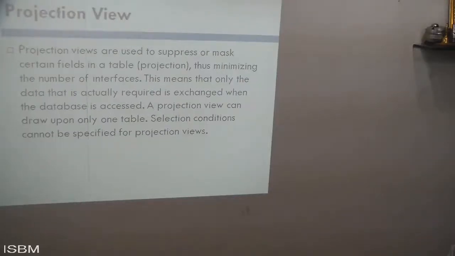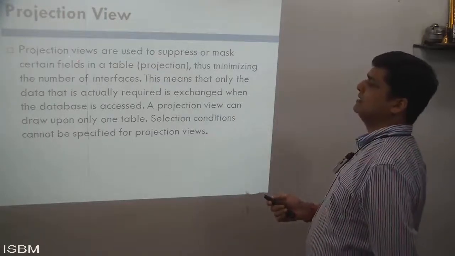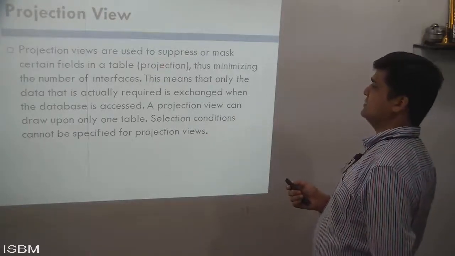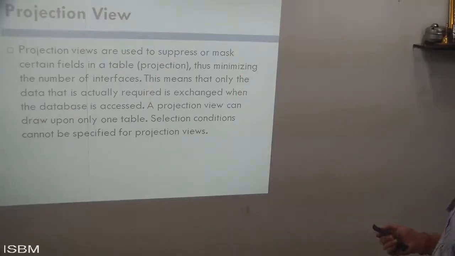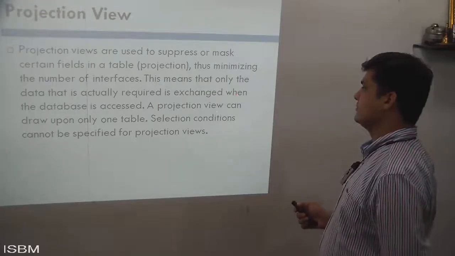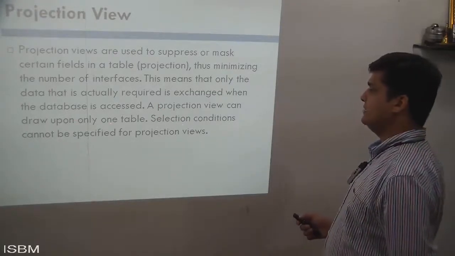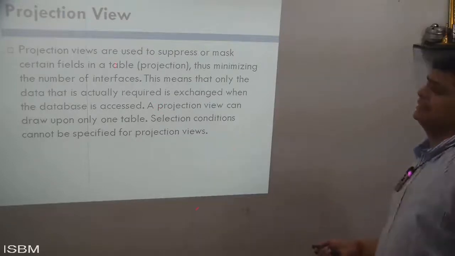Then we have the projection view. Projection views are used to suppress or mask certain fields of a table, which is projection, thus minimizing the number of interfaces. This means that only the data that is actually required is exchanged when the database is accessed. A projection view can draw upon only one table. Selection conditions cannot be specified for a projection view.